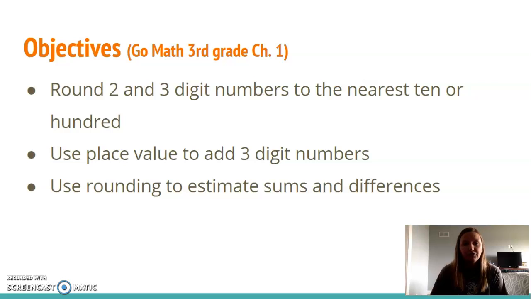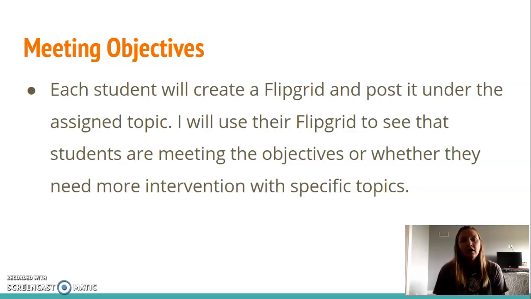So we have 3 objectives for this chapter. The first one is round 2 and 3-digit numbers to the nearest 10 or 100. Use place value to add 3-digit numbers, and use rounding to estimate sums and differences. To make sure my students are meeting those objectives, each student will create a Flipgrid and post it under the assigned topic. I will use their Flipgrid to see that students are meeting the objectives or whether they need more intervention with specific topics.